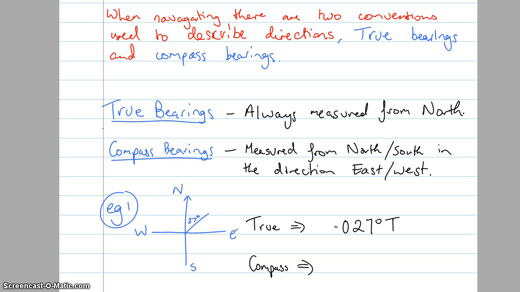The compass bearing is a little bit different. We start from the vertical, so we either start at north or south. In this case we're going to start at north because the angle's up there. If the angle was down here we'd start at south. We start up here at north, and then we go 27 degrees in an easterly direction. So we go north, and then this angle, 27 degrees east. Both of those mean exactly the same thing, just two different ways of describing the angle.